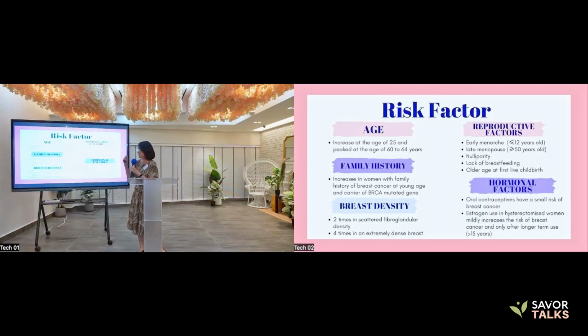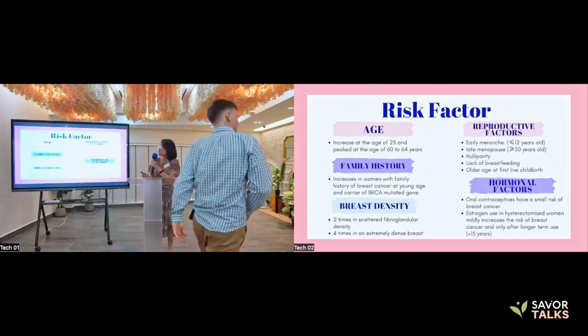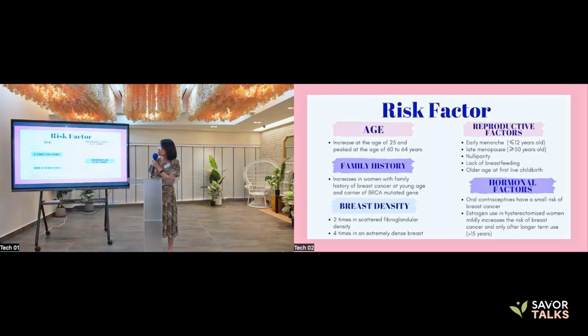And so the breast density. Basically, you can see it on your mammogram. Sometimes they tell you, okay, there's a regular density, meaning that there's a lot of tissue. So the person will have 2 times higher risk to have breast cancer. However, if reported as dense breast, it will be 4 times more risk to get breast cancer.